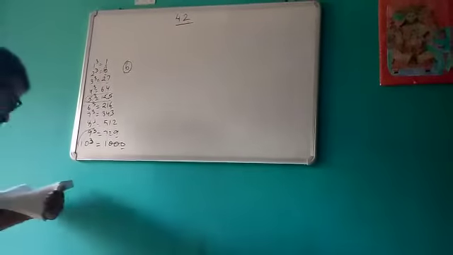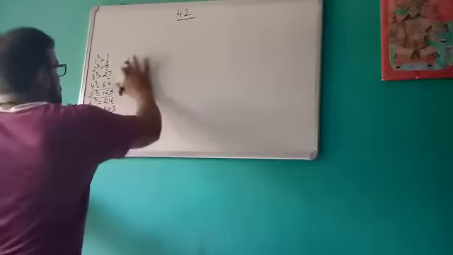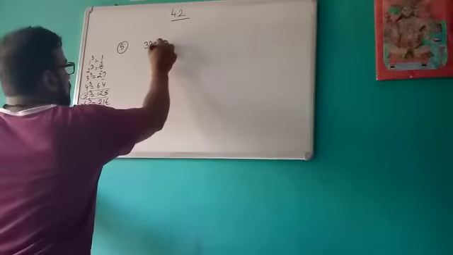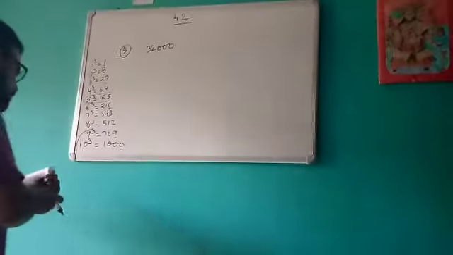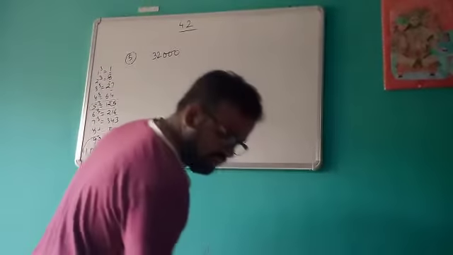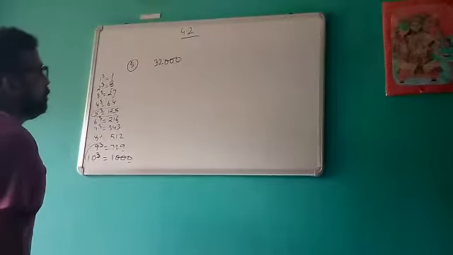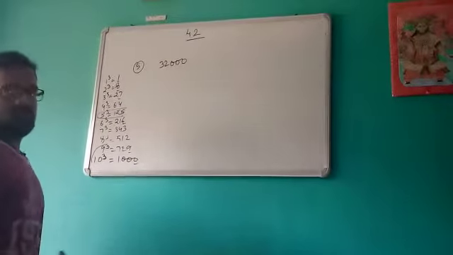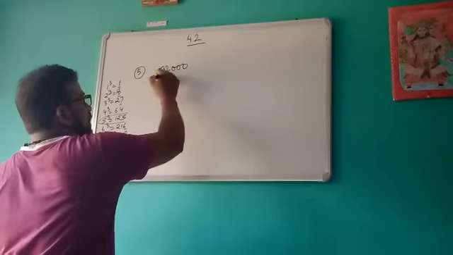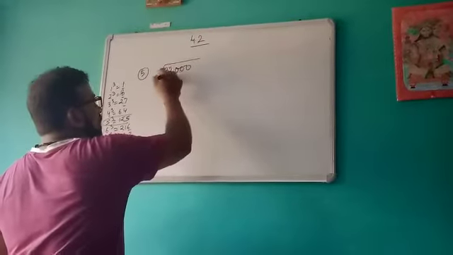Okay, now suppose a number is given, 32,000. Now we have to find the smallest number by which it should be multiplied so that it becomes a perfect cube. So what we will do, like we have discussed earlier, first we will do the prime factorization of the number.